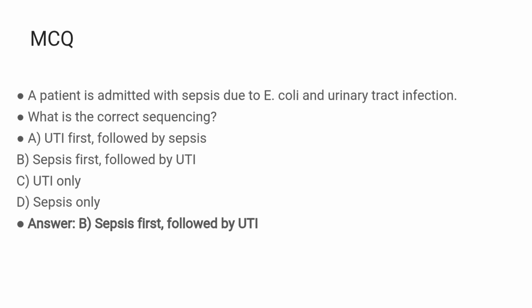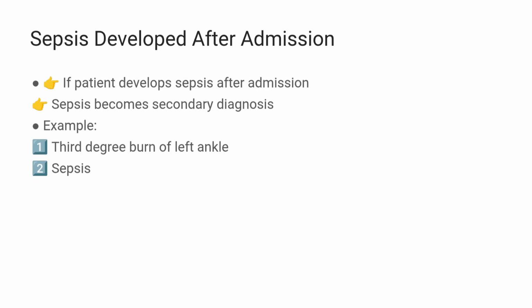In this case, the patient has both systemic infection and localized infection. Sepsis is systemic while UTI is localized. According to guidelines, systemic infection should be coded first. So the correct answer is B, sepsis first followed by UTI. Now let's understand another important rule. If the patient is admitted for one condition and develops sepsis later during hospitalization, then sepsis should be coded as secondary diagnosis. This is because the original reason for admission remains the principal diagnosis.